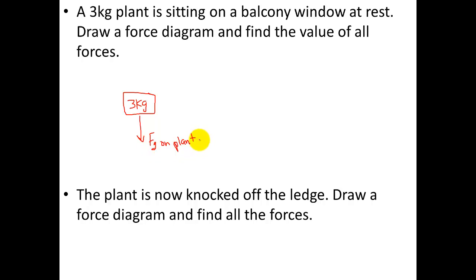And the equation for the force of gravity on plant is mg, because we're on Earth's surface. And I know the mass is 3 kilograms. I know gravity is 9.8 newtons per kilogram. 3 times 9.8 is 29.4 newtons. Okay? The force of gravity is 29.4 newtons downward.